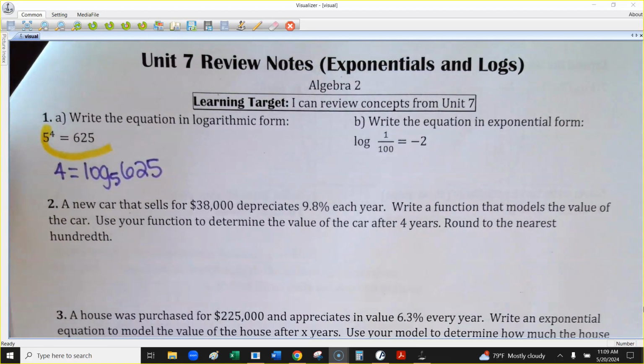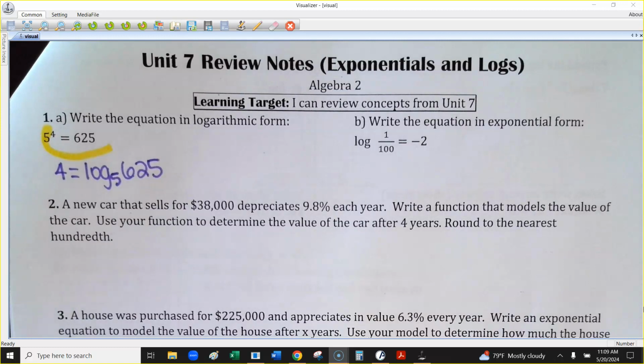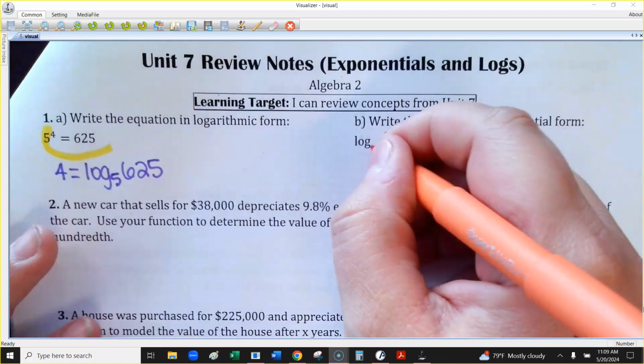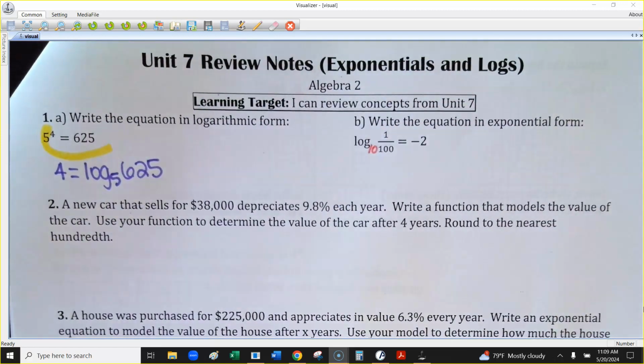Now, the next one has kind of like 2 little concepts I want to review. What is the base of a log if you don't have a base? 10. All right, so if you don't have a base, and I like to write that in for this kind of a question because I'm going to swing it over to the other side.